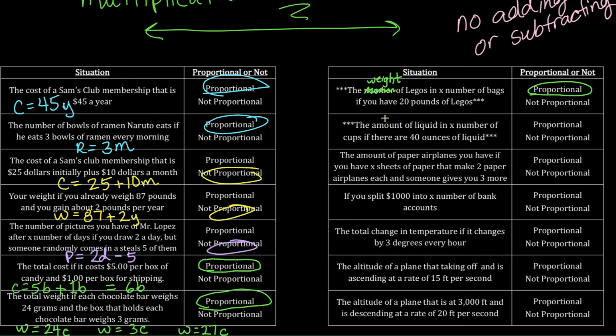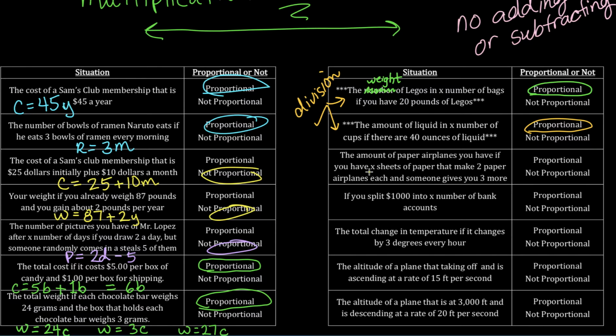Let's change colors. So the amount of liquid in X number of cups if there are 40 ounces of liquid. So you're still dividing the 40 ounces of liquid into X number of cups, depending on the number of cups. So it's proportional. So I'm going to put division. Division here and here. So then that's good. Okay, no addition though.